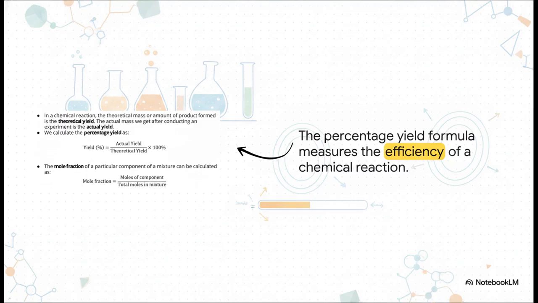So, how do we grade ourselves on how well the experiment went? We use this formula for percentage yield. Think of it like a grade for your reaction. It compares what you actually got to what you theoretically could have gotten. It just gives you a simple score that tells you how efficient you really were.